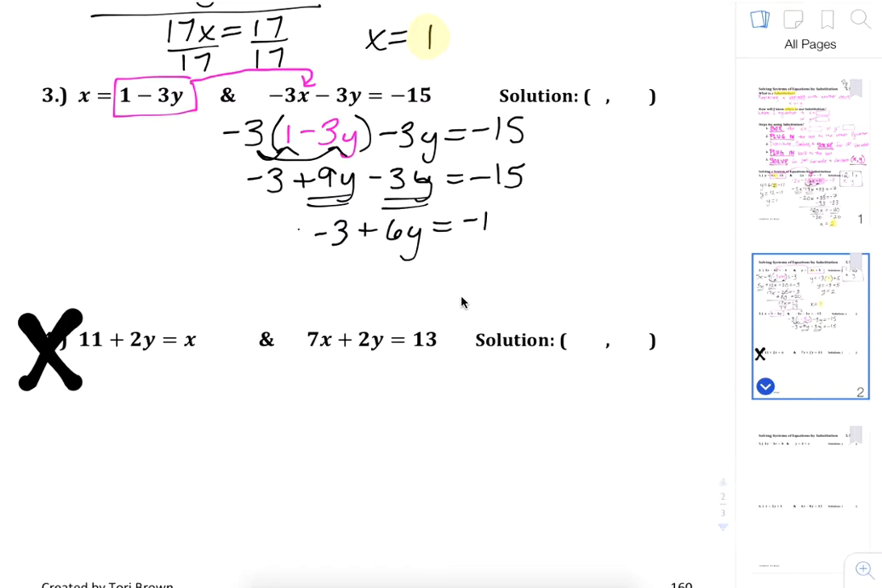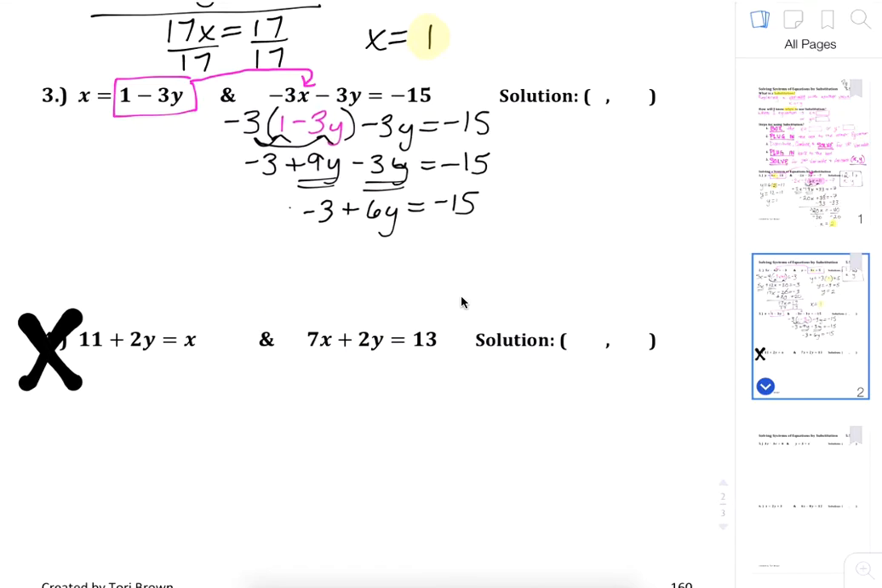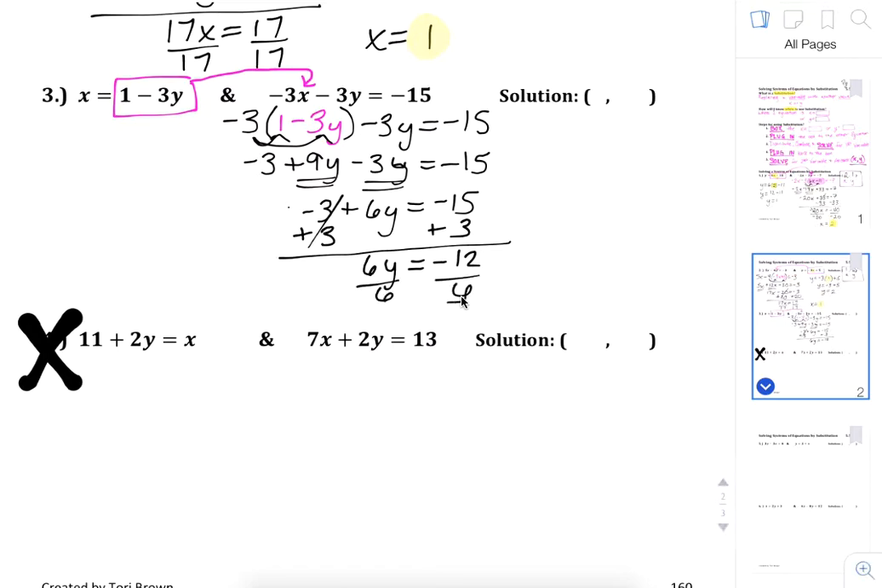And we're still bringing down the rest of it. Okay, give me just a second. I'm going to shrink this up just a little bit. All right, we need to get that y by itself, which means we're kicking that 3 out of the party. Negative 15 plus 3 is going to give us a negative 12. And then when we divide by 6 on both sides, we get our first number. Our y number is a negative 2.